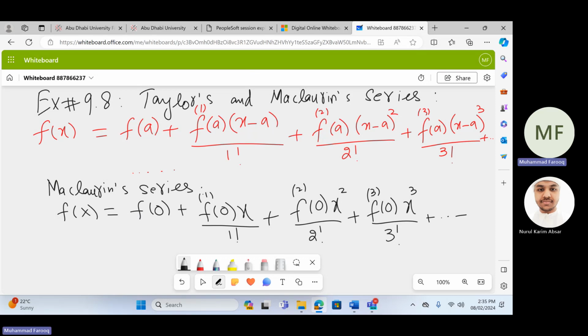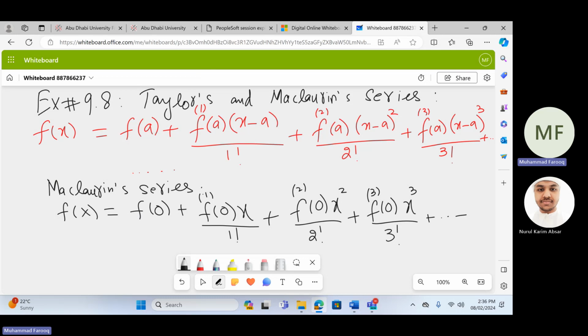So this is basically Taylor and Maclaurin series, and in 9.8 you'll be asked to generate the Taylor series or Maclaurin series for the given function. We give you a function and ask you to generate the Taylor series or Maclaurin series for this function at some point.